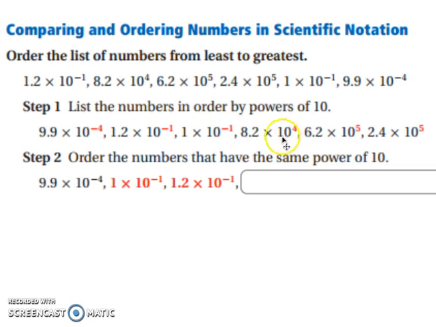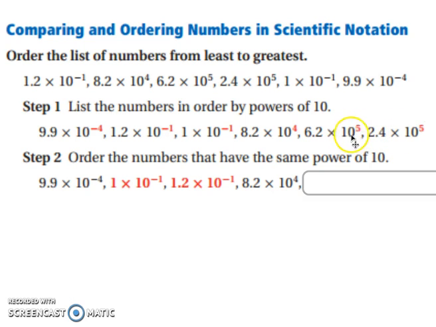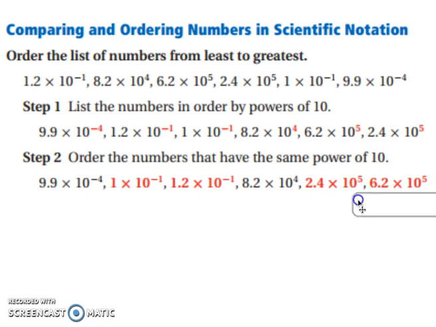There's only 1 with a power of 4, so that one stays as such. But we have 2 with powers of 5. So take our smallest, which is going to be 2.4, and that goes first.